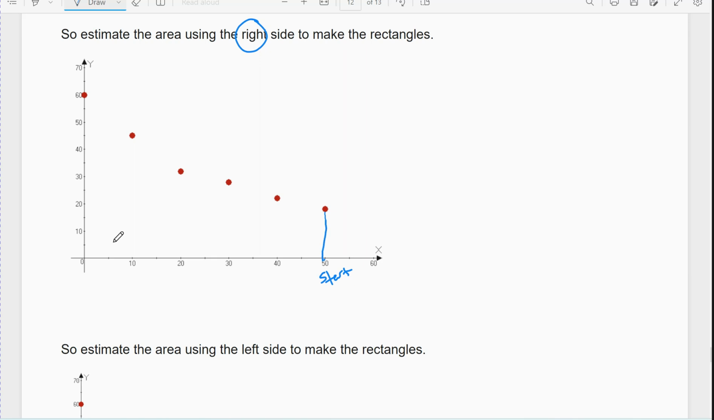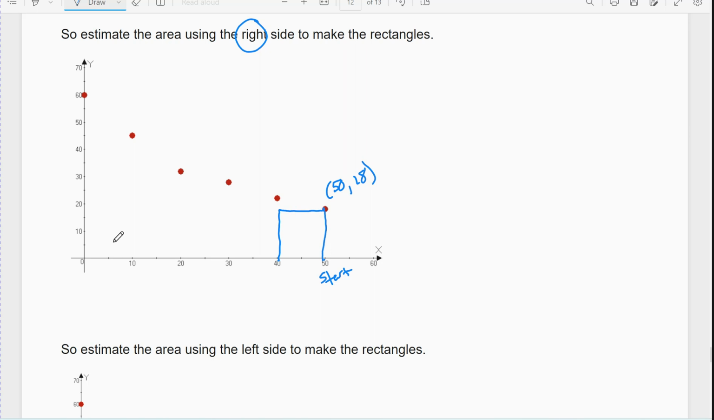And so I would go up and hit my first point. Well, that first point is at 50, 18. 50 days, 18 was the rate of sales. And then, if I could draw a straight line, that would be fantastic, we draw straight over and down, and there would be my first rectangle.